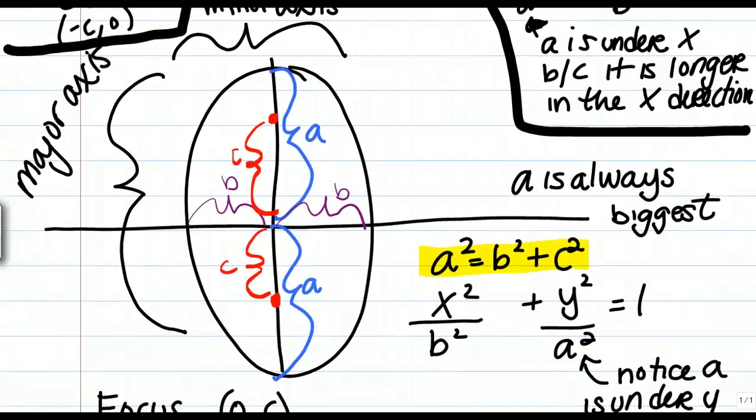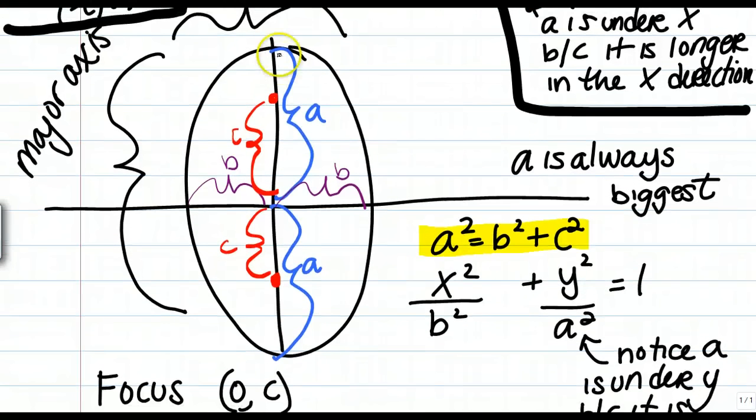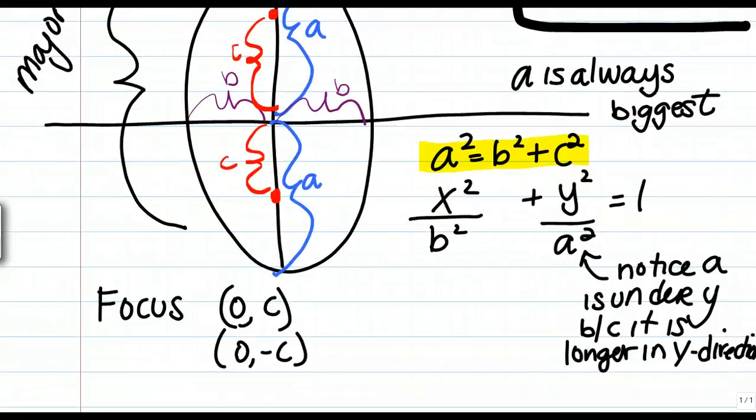Here you have an ellipse that is longer in the y direction, so your major axis is on the y, and your minor axis is on the x. It's the same equation, a squared equals b squared plus c squared. If you notice, you still have x squared plus y squared equals 1, and a goes underneath y this time because it is longer in the y direction. Your focus points are (0, c) and (0, negative c).